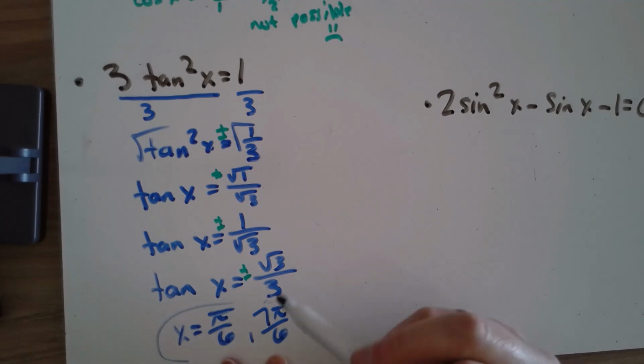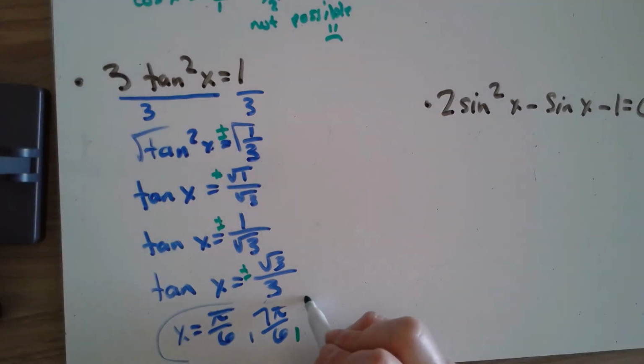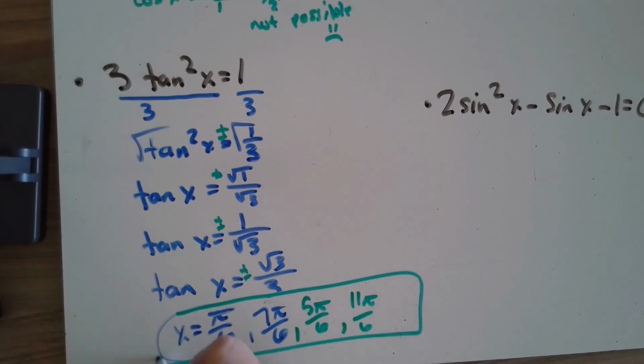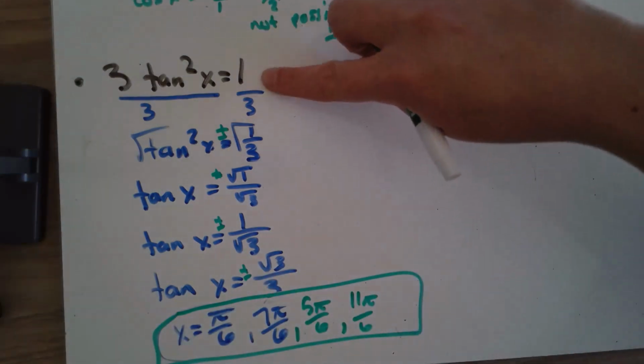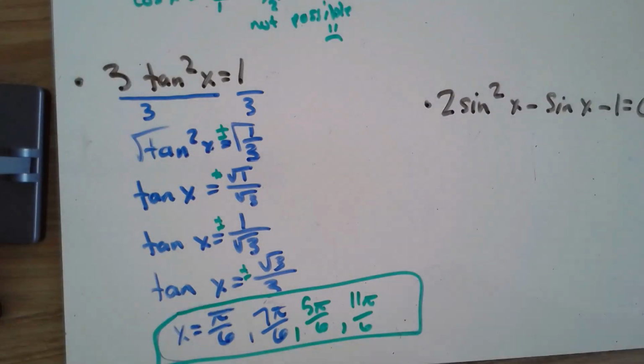So I've only got the positive. I've got to find my negatives. So my negatives are going to be 5 pi over 6 and 11 pi over 6. So really, there are 4 solutions to this one equation, again, because of that square making it plus or minus. Careful on those, they could get you.